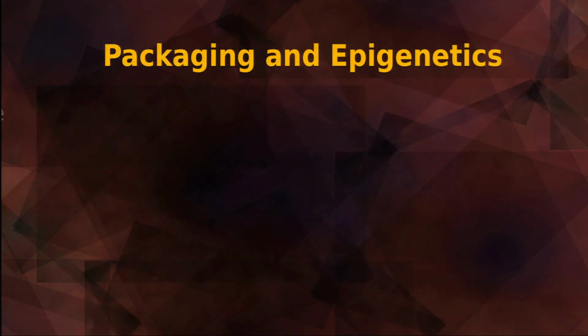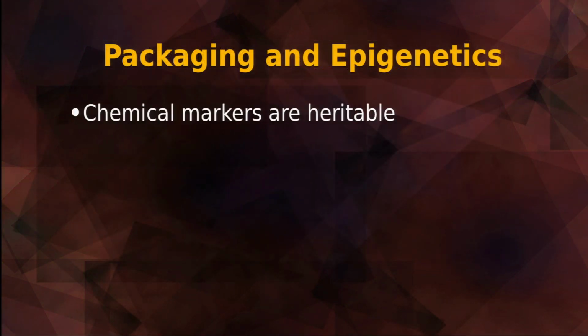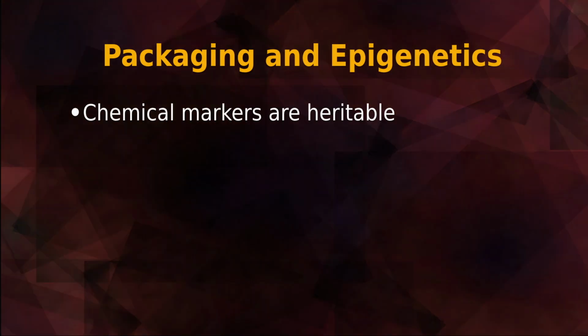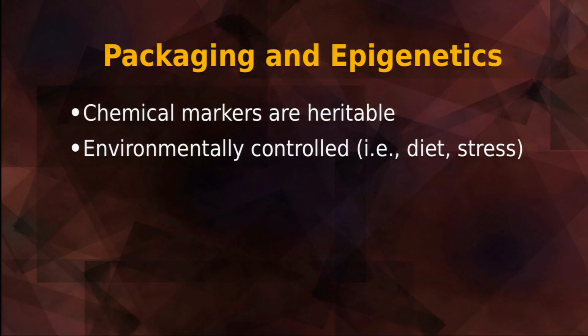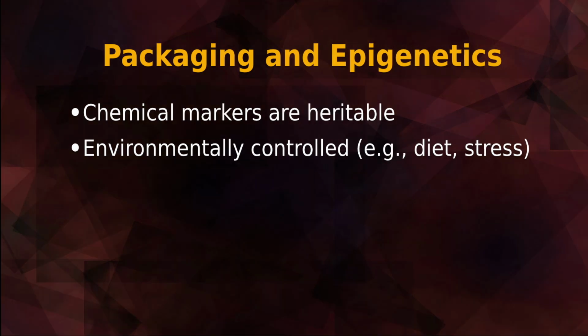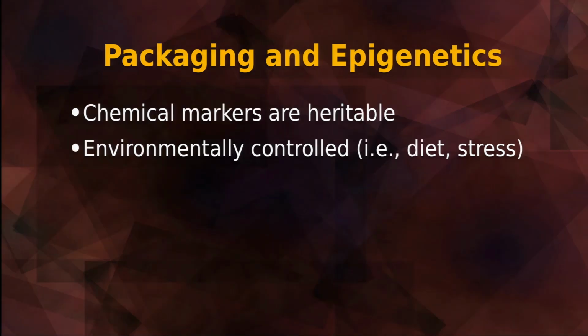Now, chemical markers, as it turns out, are heritable. So you not only inherit DNA, but you inherit the chemical markers on the DNA. No one ever thought that. Okay, we used to think that when egg and sperm combined, the DNA combined, all those chemical markers fell off. They don't. Some of them stay on. And it is environmentally controlled, those chemical markers. So it can be controlled by things like diet or stress or exposure to certain chemicals can affect whether those chemical markers are off or on the DNA.